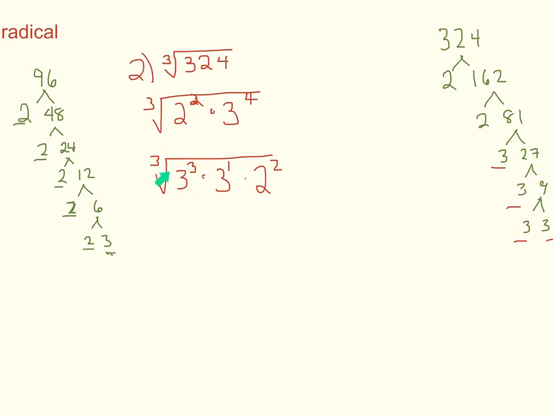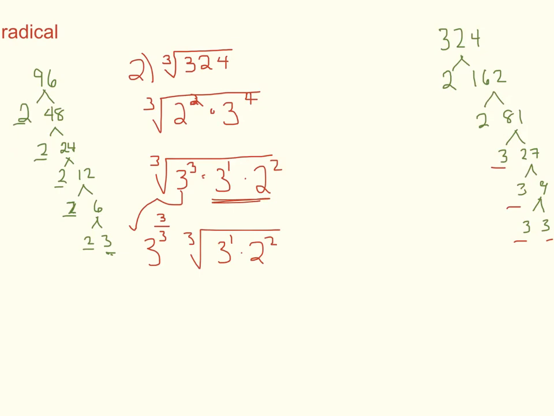Why did I do that? Because now that exponent is divisible by 3, so we bring out a 3. When we bring it out, we divide the exponent by this index right here. We still have a cube root here. This came out, right? That's how we got this right here. And then this is going to be our leftover stuff. So we're going to have a 3 to the 1st times 2 squared left over.